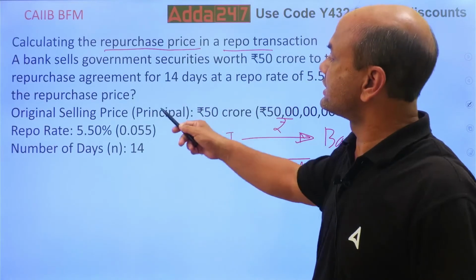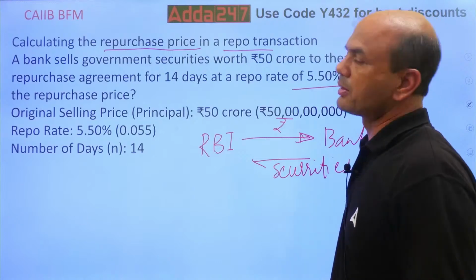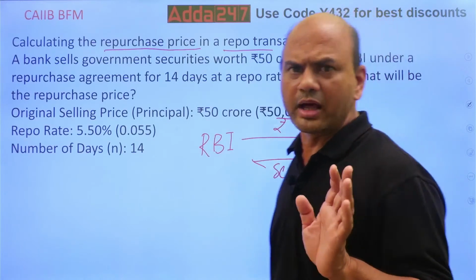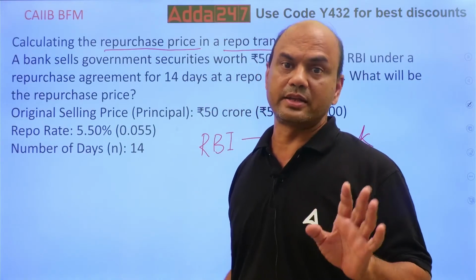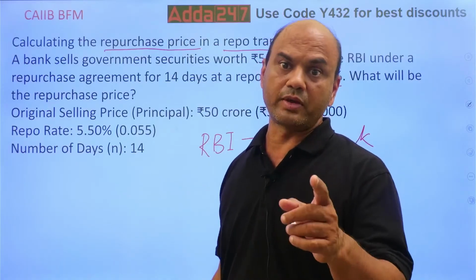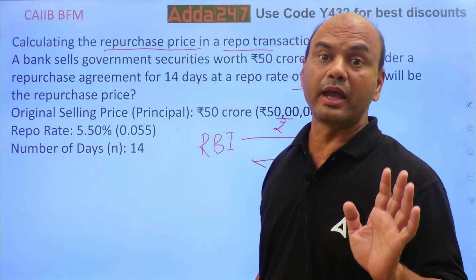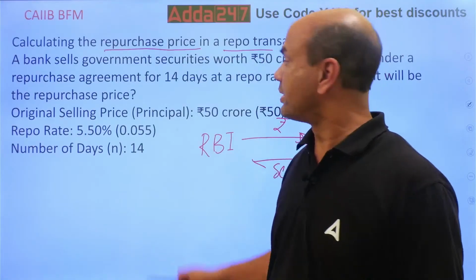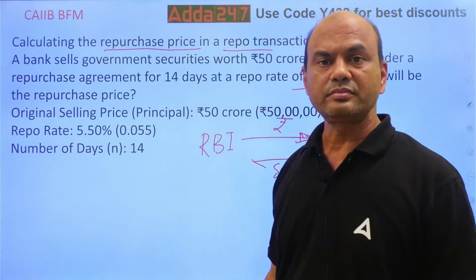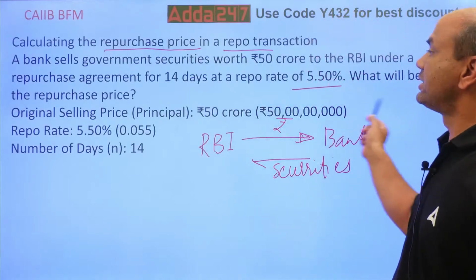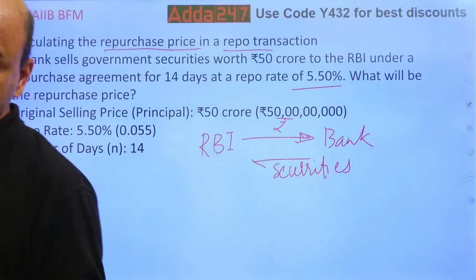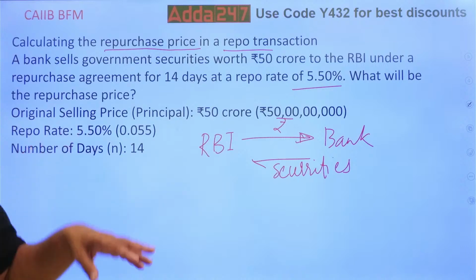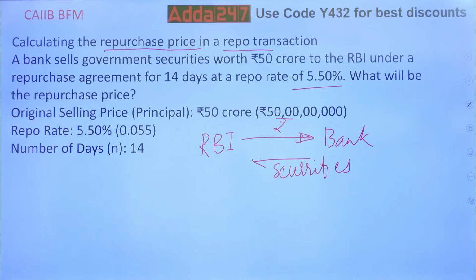So what will be the repurchase price? At 5.5%, RBI has given it. RBI is also a bank. It is the banker of the bank. So RBI has told this bank that, see, I am giving you money, but I want 5.5% per annum interest, per year. But this is taken for 14 days only. So now, what will be the repurchase price? Repurchase means at what rate you will have to give back to RBI. You have got the money now, you will have to give it back to RBI. So at what rate will you give back?